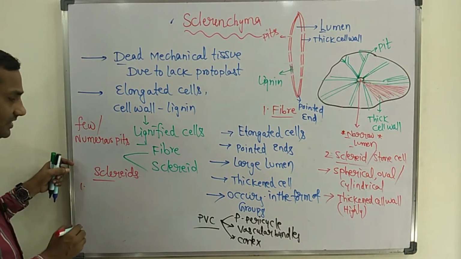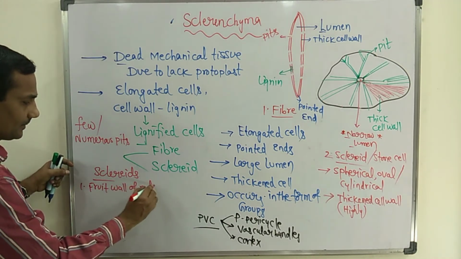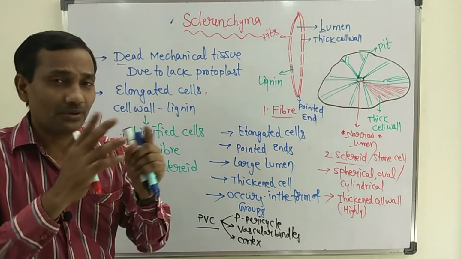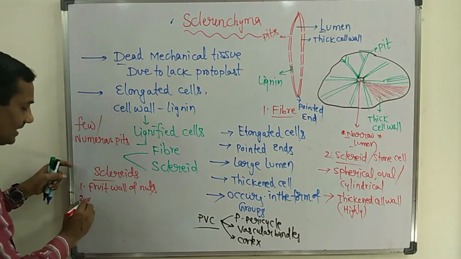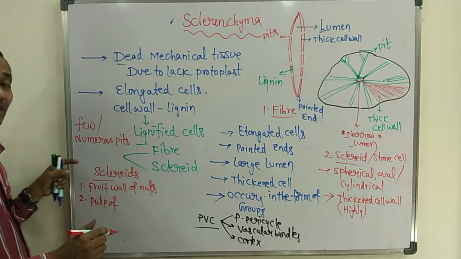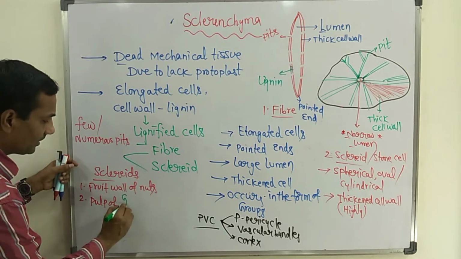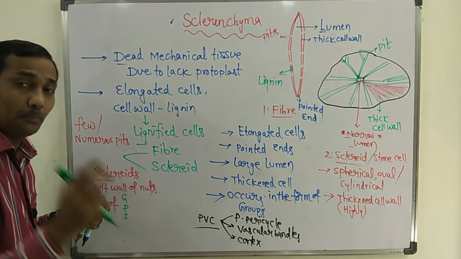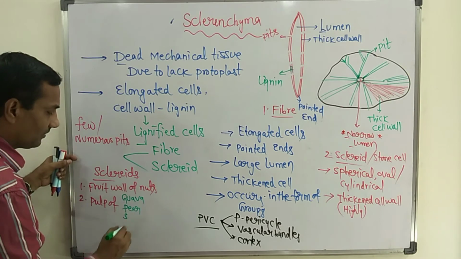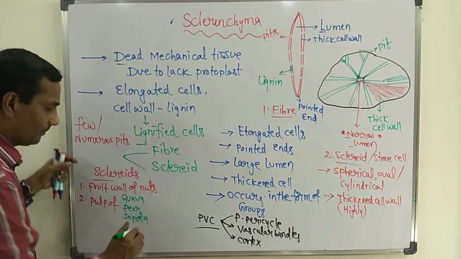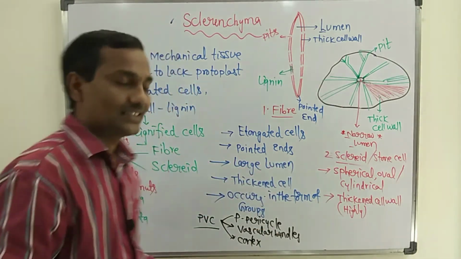First, sclerids are found in the fruit wall of nuts. In the fruit wall of nuts you can find many sclerids. Next, as well as in the pulp of different fruits. It is important from the examination point of view. How to remember here? GPS. Pulp of GPS fruits: G for guava, P for pear fruit, S for sapota. The pulp of these three fruits consists of sclerids.